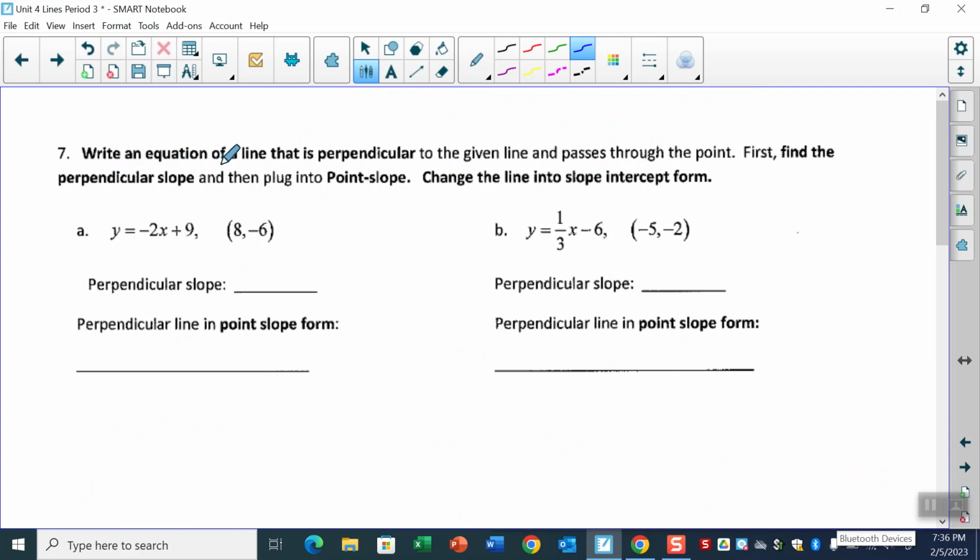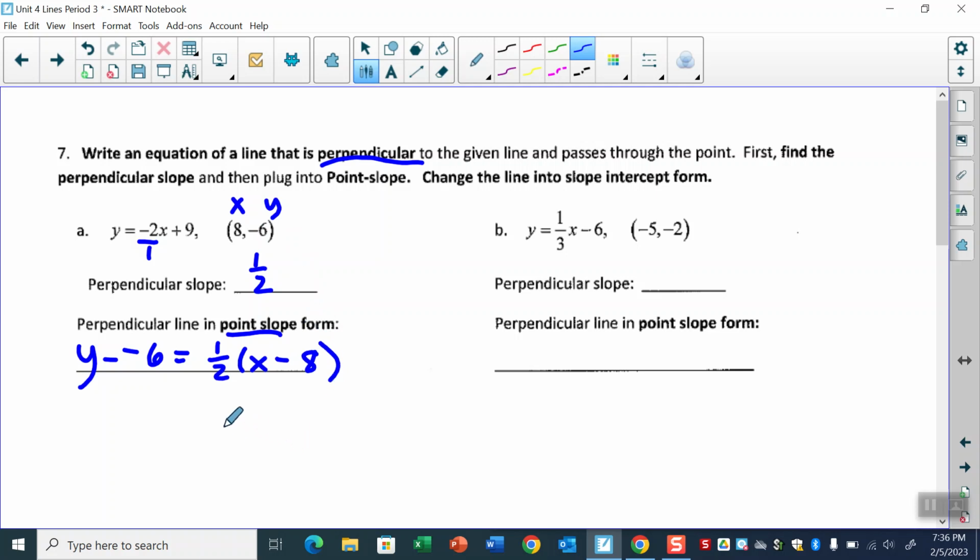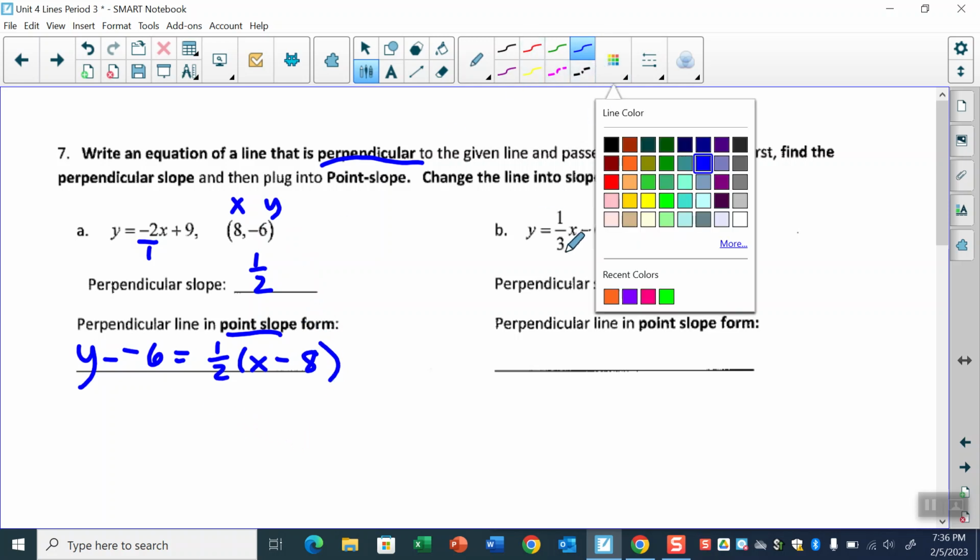So now, write an equation of a line that is perpendicular to the given line. All right, so perpendicular slope, right? This is 2 over 1, so it would be positive 1 over 2. All right, point slope form, so it's going to be y minus the y coordinate, and my slope is 1/2, x minus the x coordinate, boom. And then I've got to tidy this up a little bit.